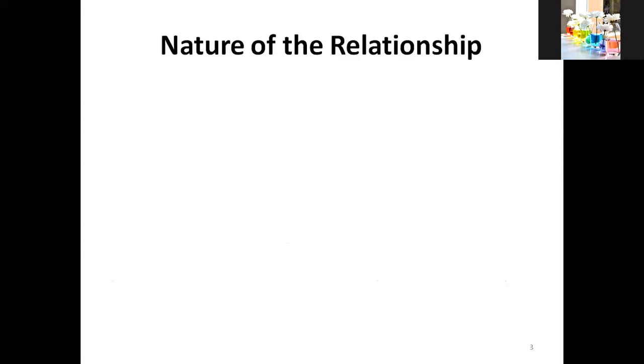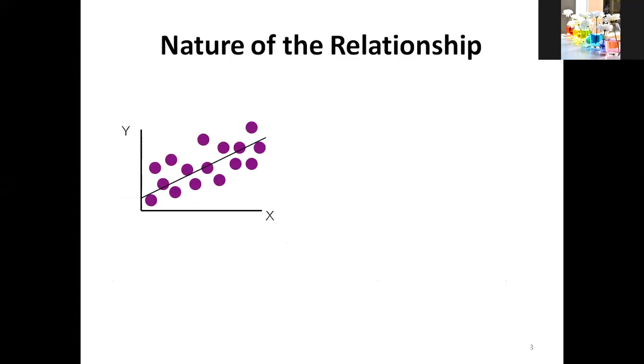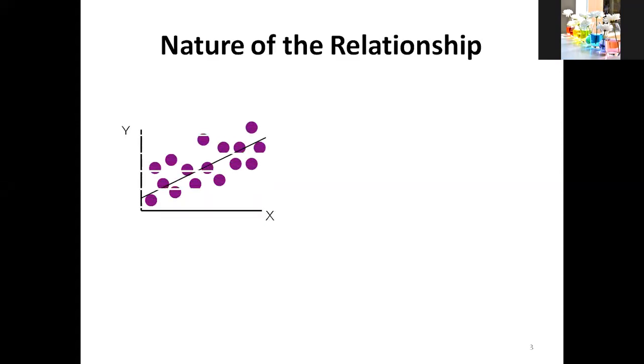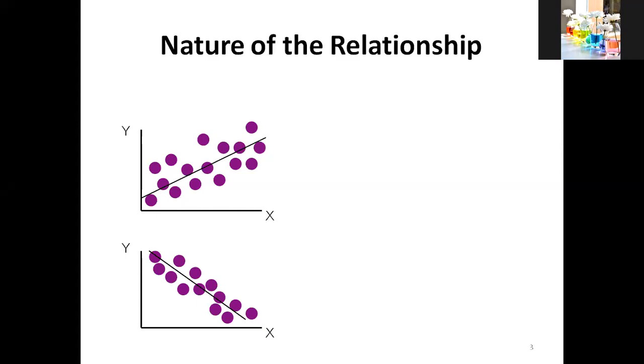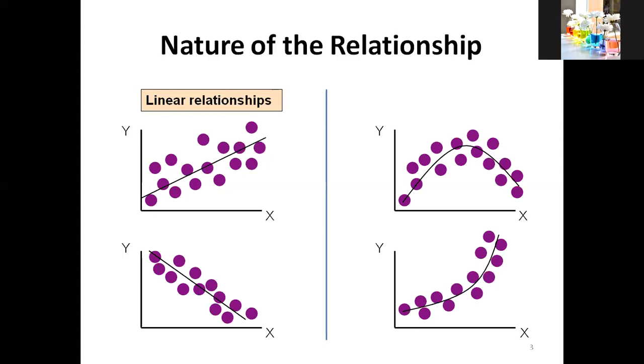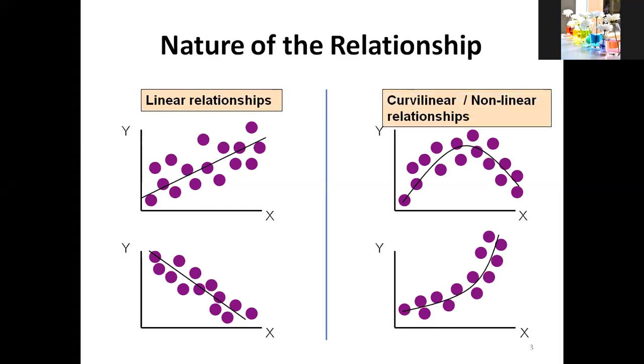Let's look at the types of relationships available, the nature of the relationship. First one is called a linear relationship. The first one is a positive linear: when X increases, Y also increases. The second one is negative linear: when X increases, Y decreases. Both are called linear. This is non-linear, which is sometimes also called curvilinear.